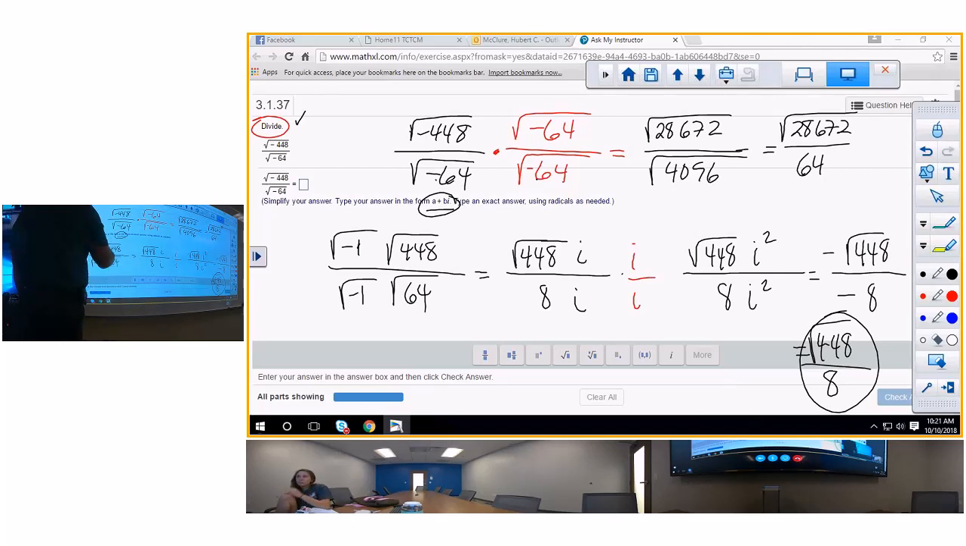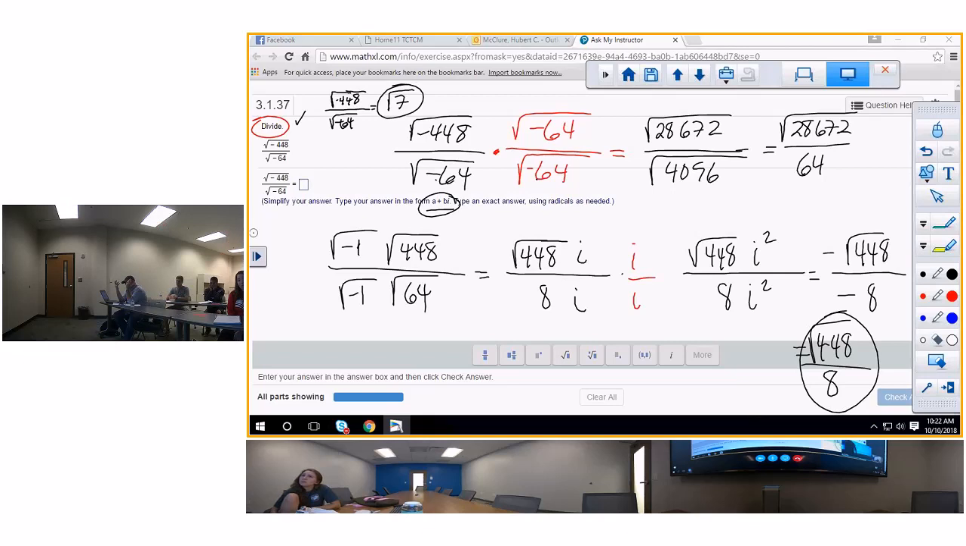7. Okay, so you've got the square root of negative 448 over the square root of negative 64, which is equal to the square root of 7. The square root negative, well, 448 divided by negative 64, that'd be a positive 7. Yeah, that's the answer.